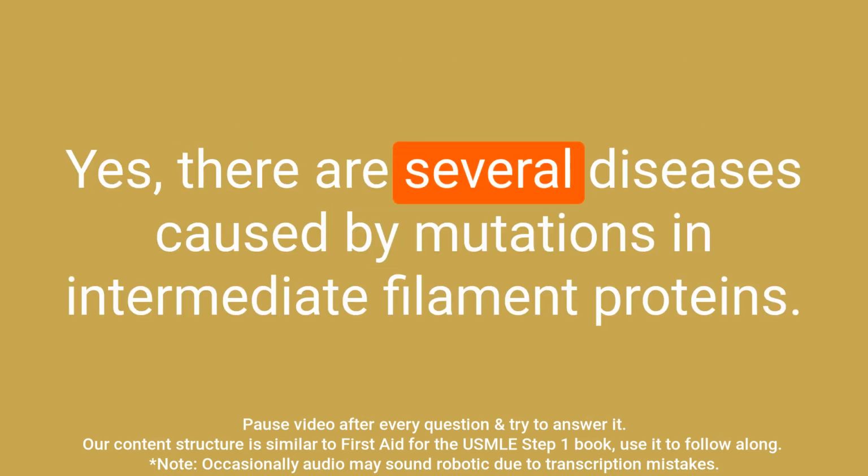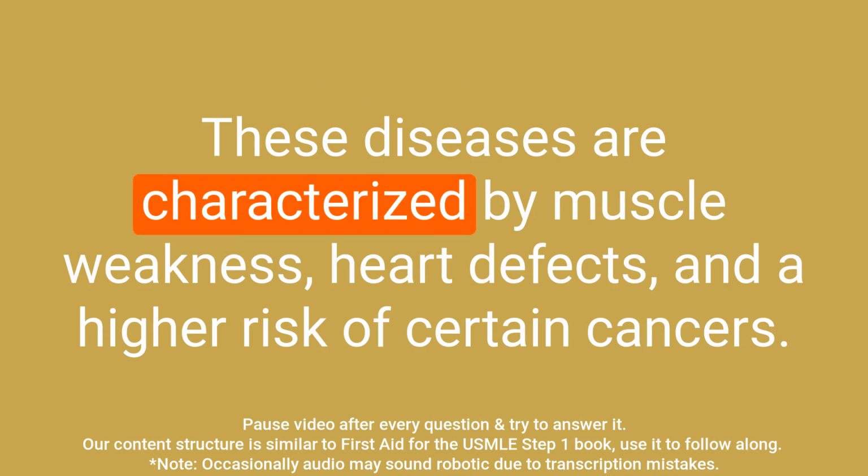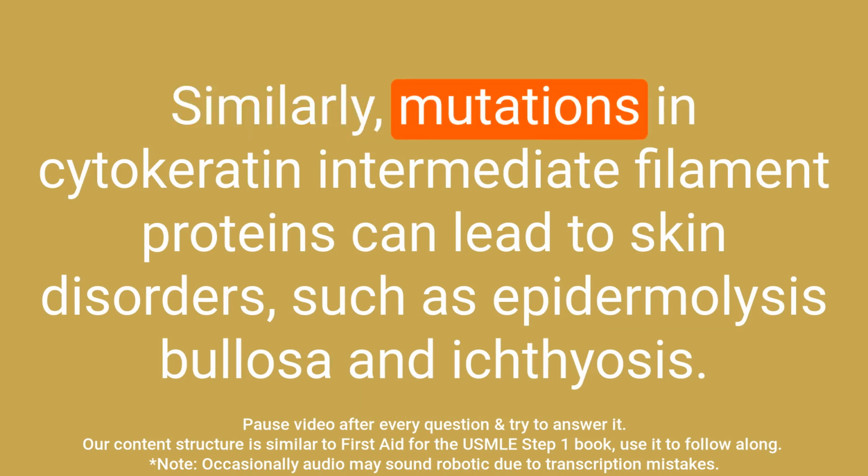Question: are there any diseases caused by mutations in intermediate filament proteins? Answer: yes, there are several diseases caused by mutations in intermediate filament proteins. For example, mutations in lamin A, a component of the nuclear lamin intermediate filament network, can cause a group of inherited diseases known as laminopathies. These diseases are characterized by muscle weakness, heart defects, and a higher risk of certain cancers. Similarly, mutations in cytokeratin intermediate filament proteins can lead to skin disorders, such as epidermolysis bullosa and ichthyosis.